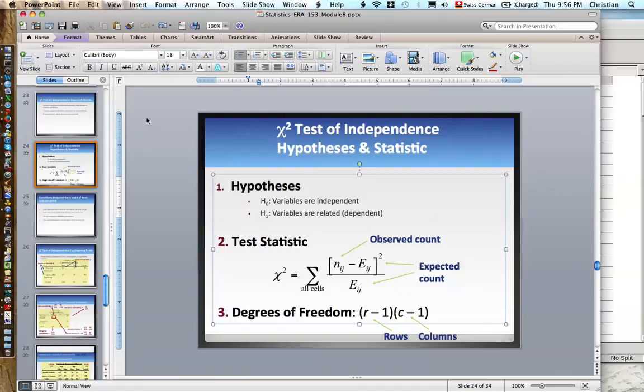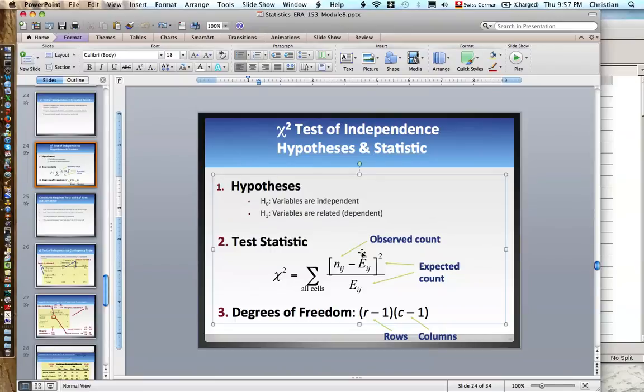This is a video about how to do the chi-square test of independence in PSPP. For the chi-square test of independence, we have two variables and we want to figure out if they're independent from each other. So the null hypothesis is the variables are independent, and the alternative hypothesis is that they are dependent.